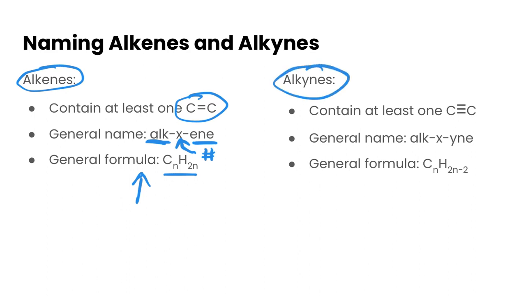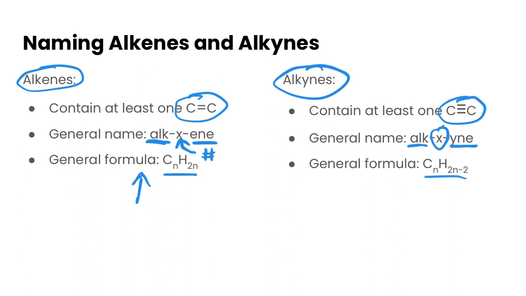Alkynes are very similar, except they contain a carbon-to-carbon triple bond. Their general name is the alk prefix again, the X, which is the number, and then the ending is -yne, Y-N-E. The general formula is CnH2n-2, so it has 4 fewer hydrogens than an alkane does.